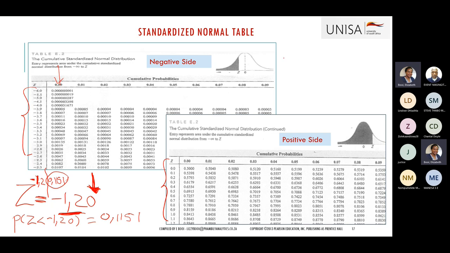If I need to find the probability of Z less than 1.20, I will go to the positive side because my Z value is positive. I'll go to the positive side and I will look for 1.2 and I will look for 0 at the top, and that will give me 0.8849. Now, if I take this probability 0.1151 plus 0.8849, they will give me 1, because the sum of both probabilities should be equal to 1. And that is how you're going to read the table, right? Easy, easy, easy. Any questions?